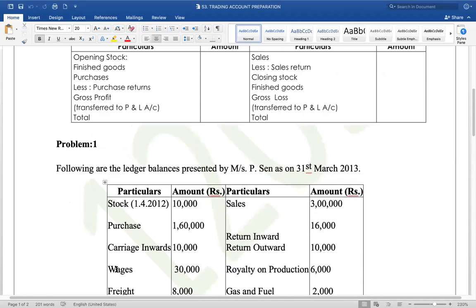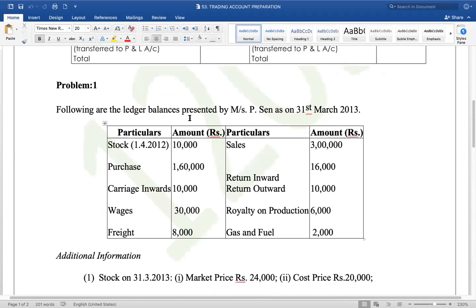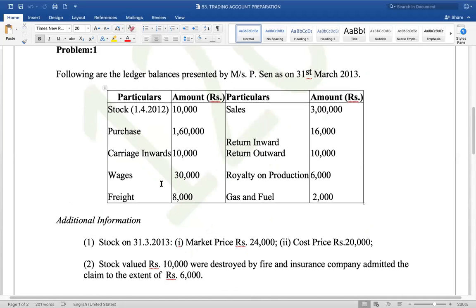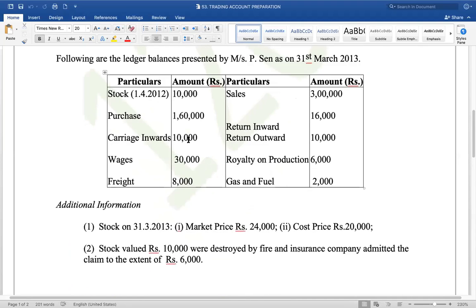Okay. Now let's take a problem. Following are the ledger balances presented. Where do you get this information, sir? You ask me, what's the relevance of your trading, your ledger accounts and trial balance? Yes, this is a summary of ledger accounts, which means it's a trial balance only. He's not calling it a trial balance, because if it's a trial balance, it should tally, right? It is not clear whether it tallies or not. So therefore, he simply says summary of the ledger balances presented.